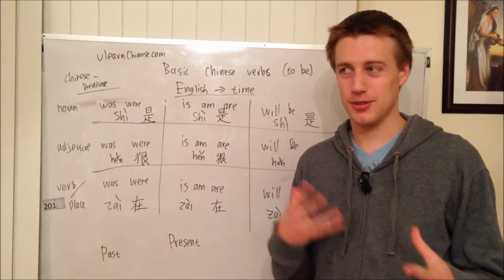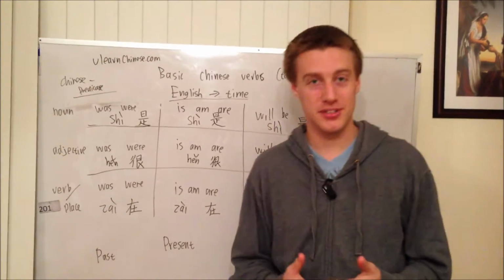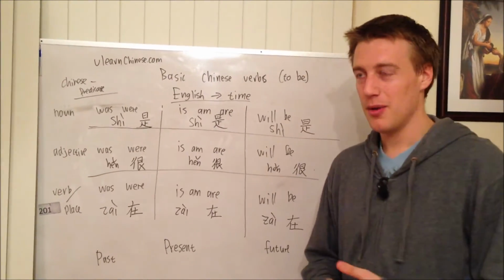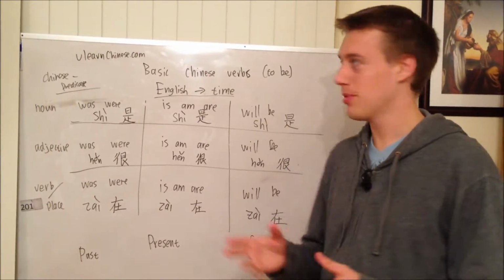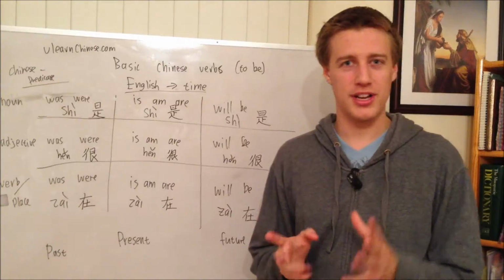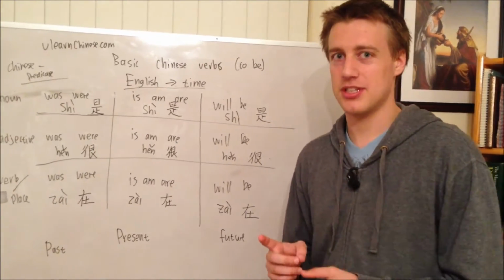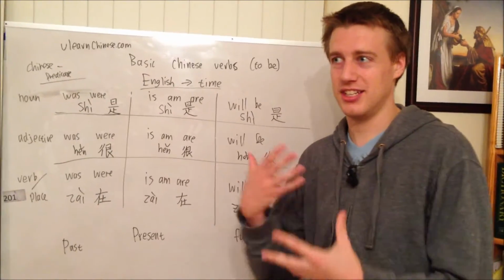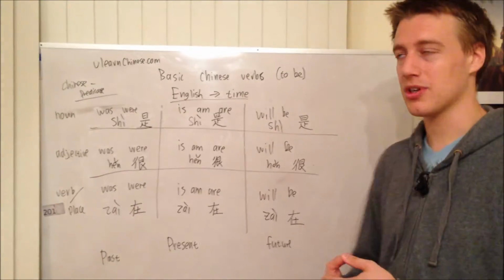Today I'm going to explain to you something really exciting, which is a very fundamental property of Chinese, which is the basic Chinese verb to be, which in English and Chinese they work quite differently. And I'm going to explain to you using English as an analogy to explain how Chinese ones work.